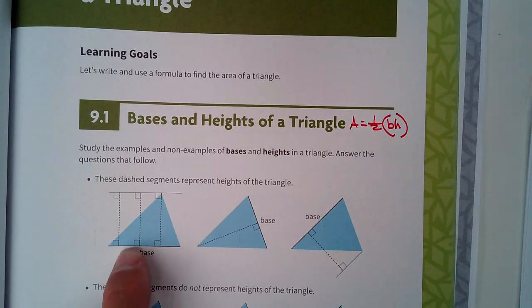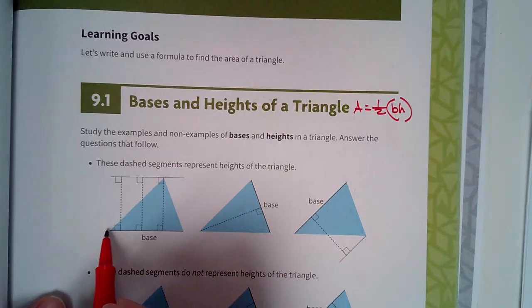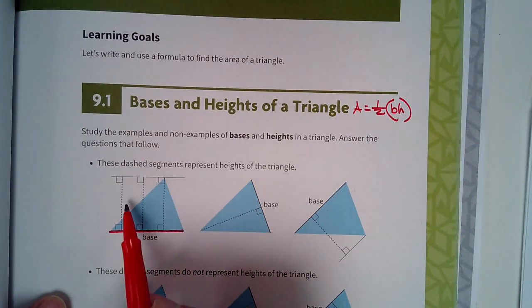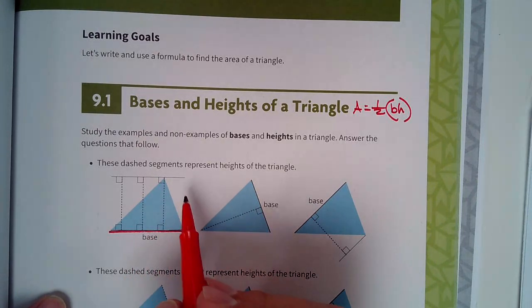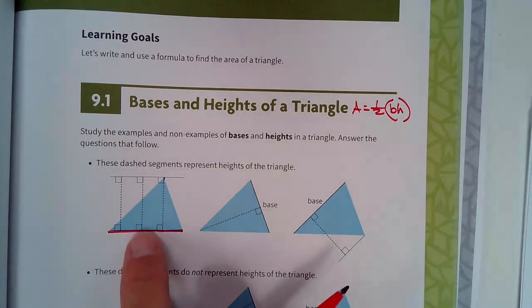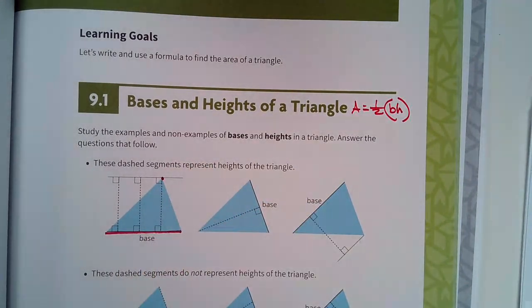So we can look at these first 3 examples they gave us here. And here's the base right here. This is the base. And then all 3 of these can be used for the height, because right here is the height. That's the top of that triangle. If this is the base, that point right there is the height.